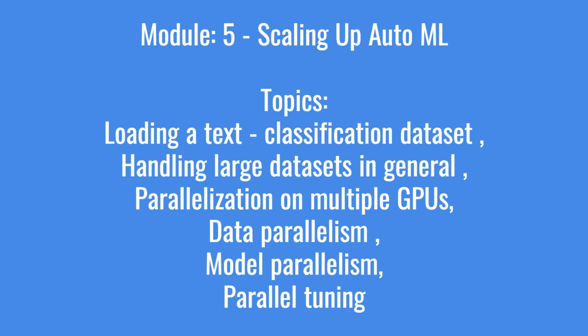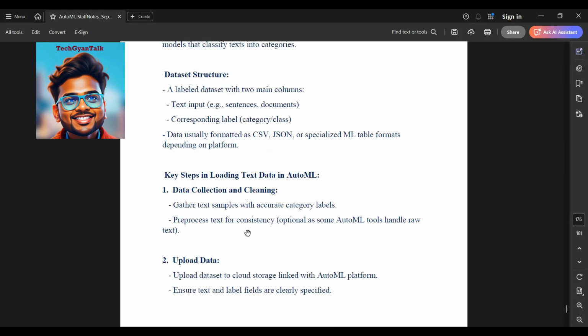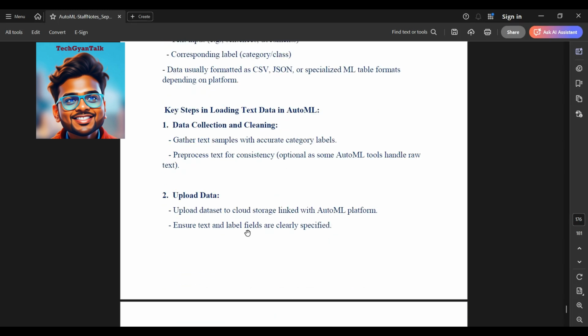Data for automated training of machine learning models that classify text into categories. The dataset structure is a labeled dataset with two main columns: text, which includes example sentences, documents, etc., and the corresponding label, category or class. The data is usually formatted as CSV or JSON or specialized ML table formats, depending on the platform. And now the key steps in loading text data in AutoML.